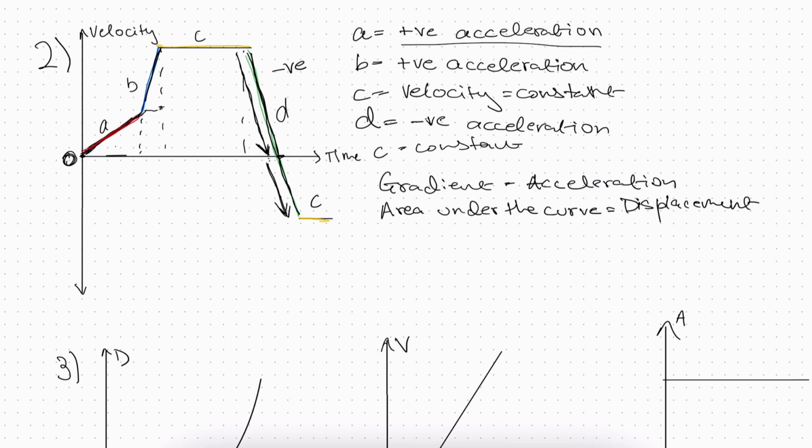So we have a triangle, a rectangle, another triangle. And over here, you look at this area. So you have a triangle and another rectangle. So the area under the curve will give the displacement. And the displacement would be this area, which is positive, and this area, which is negative. So you subtract this by this.